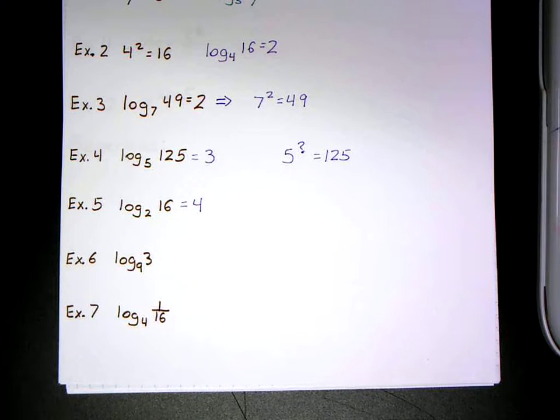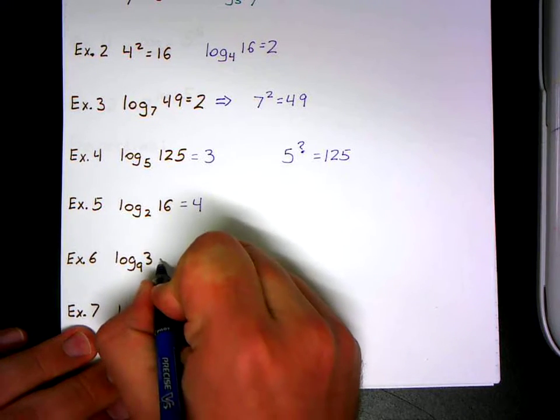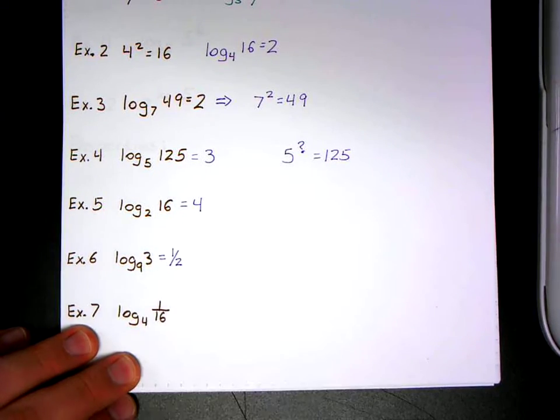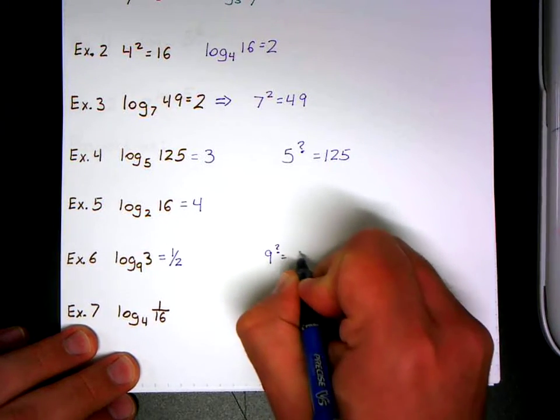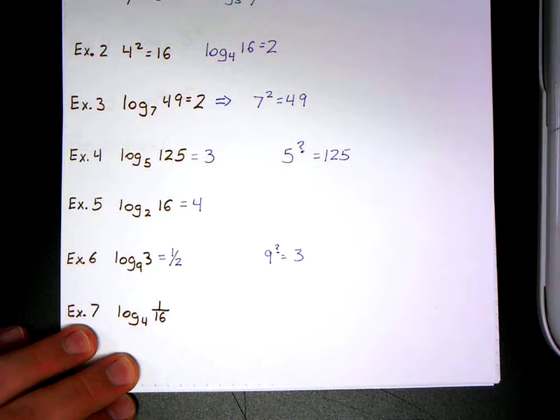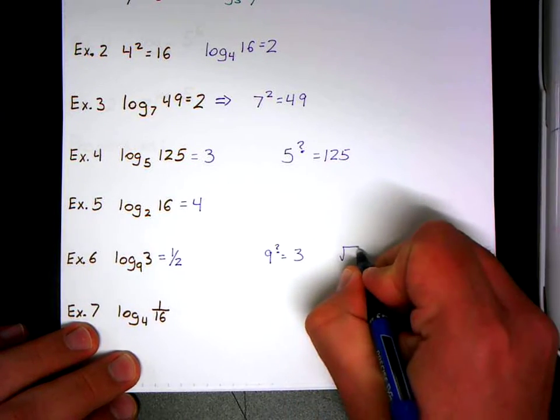Okay, do you get the easy ones? Do you need any more examples of the easy ones before we go on to the harder ones? Okay, so how about number 6? Nope. Nope. 1/2. So what you're doing is 9 to what power equals 3? Well, how do you get from 9 to 3 using powers? Square root.